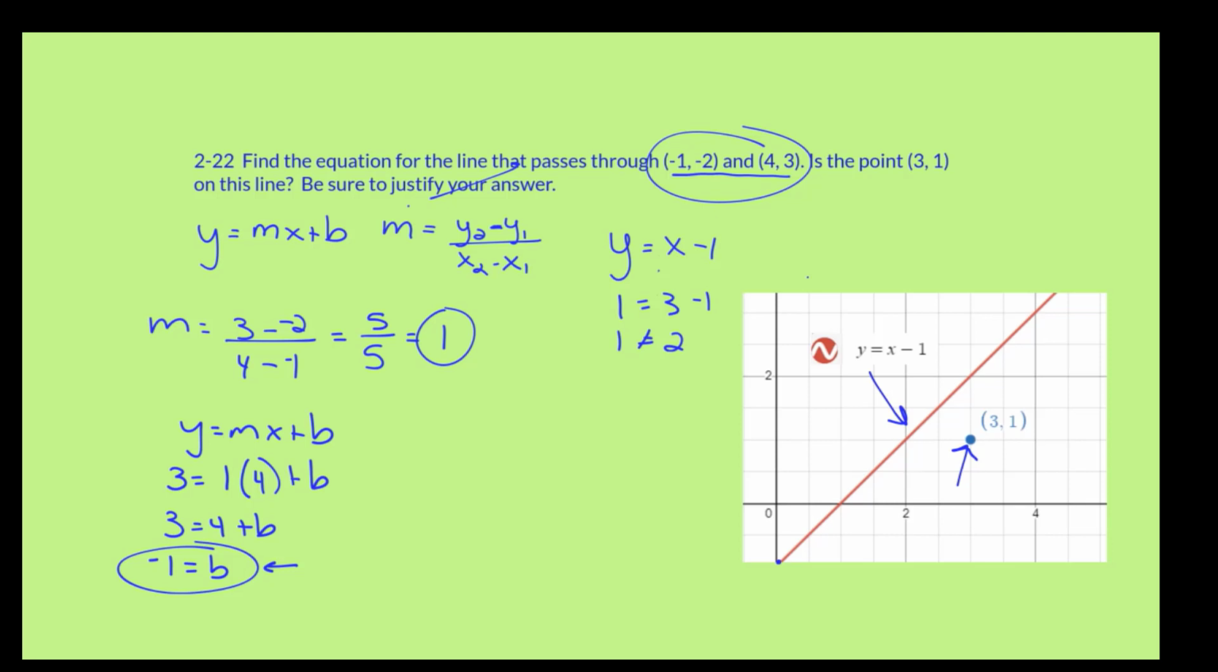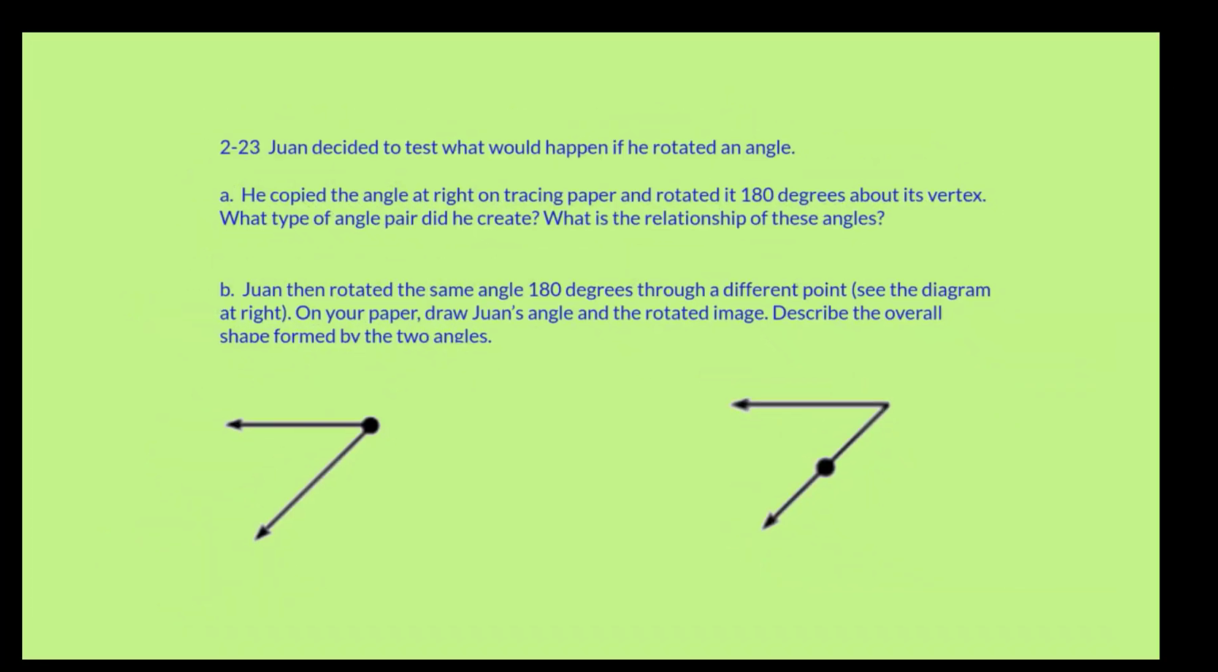All right, now we're moving on. Okay, so this is the final problem on lesson 2.1.2's review and preview. And so we're just going to kind of jump into it and show you the drawings that you should be getting when you have a certain rotation. So Juan decided to test what would happen if he rotated an angle. He copied the angle at right, and now it's actually, if I go over here and get my pen, it's down here. It's not at the right. I needed more space. Anyway, what type of angle pair did he create?